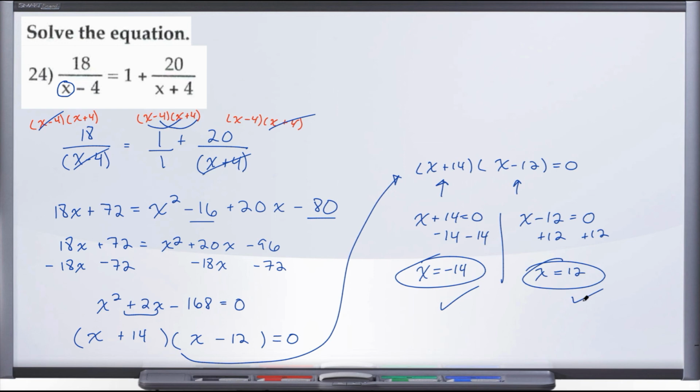All right, so just be on the lookout for that in your homework, MyMathLab, and certainly on the exam. If any of your solutions, when you plug them back into your denominator, give you a 0 in the denominator, drop that as being a possible answer.